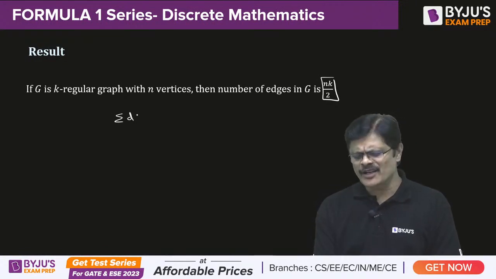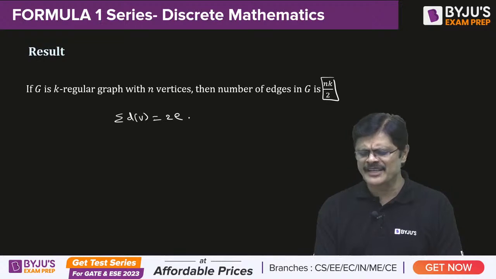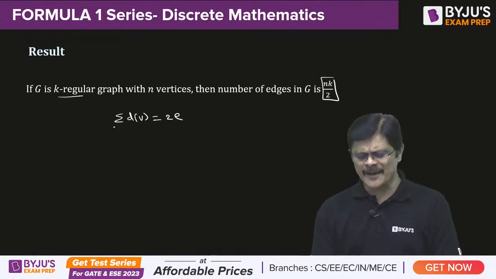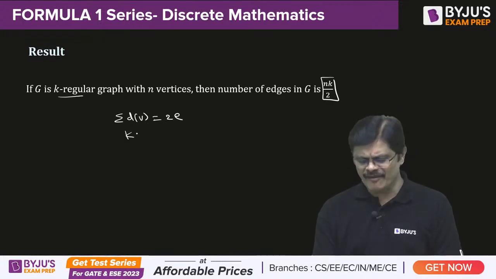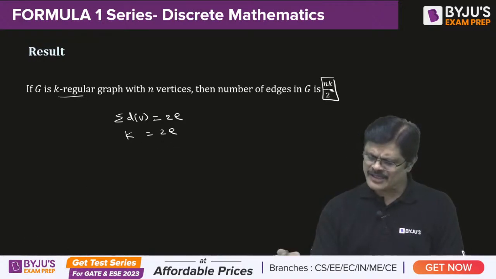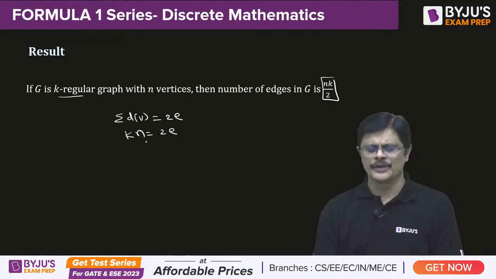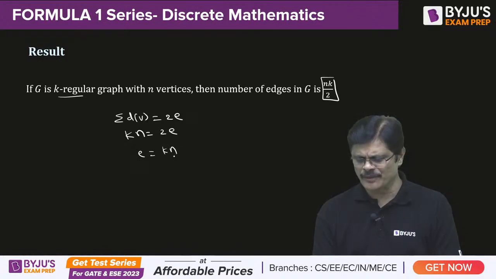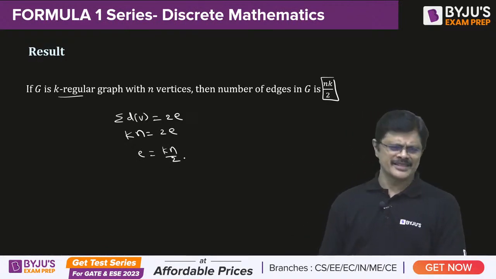Because the sum of degrees of vertices will be equal to twice the number of edges, no? Because every degree is k, how many times? V times. So, kv is equal to 2e. Oh, sorry, the number of edges we want, no? He is calling the number of vertices n, no? So, let us use that. kn is equal to 2e. So, e is equal to kn by 2, my dear friend, or nk by 2. So, that is it.